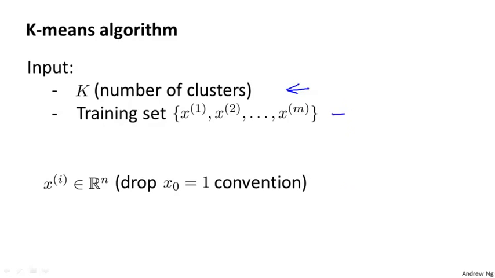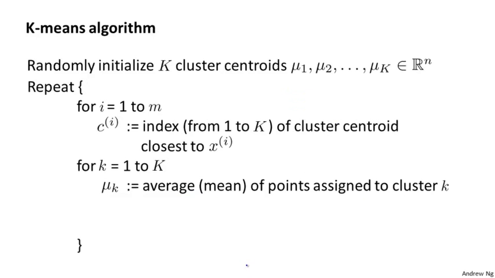And then k-means also takes as input this sort of unlabeled training set of just the x's, and because this is unsupervised learning, we don't have the labels y anymore. And for unsupervised learning, for k-means, I'm going to use the convention that xi is an Rn dimensional vector. And that's why my training examples are now n dimensional rather than n plus 1 dimensional vectors. This is what the k-means algorithm does.